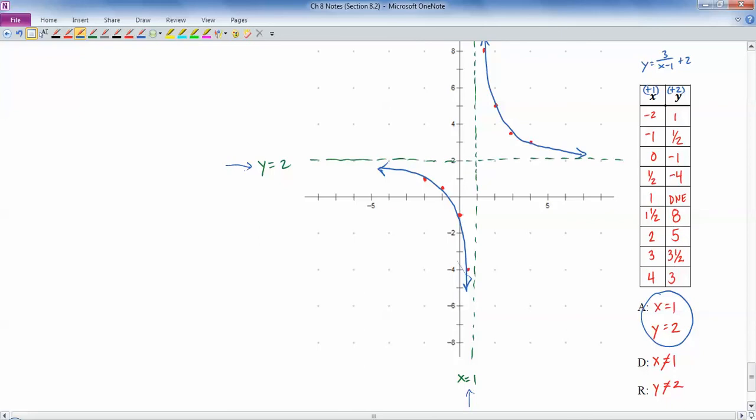Okay, so I hope that helps, and now you've done plenty of these graphs and you can try the homework.